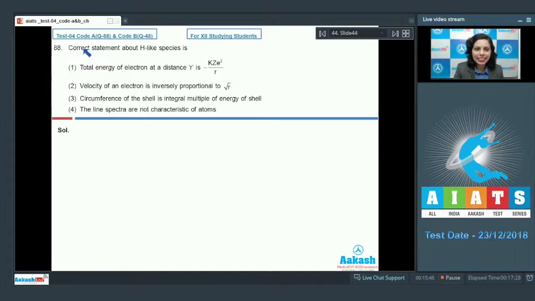Further, after that, we have the next question. Question number 88. Correct statement about hydrogen-like species is. We have the first statement, total energy of electron at a distance r is. The expression is given, but there is a mistake in this expression. This should be minus k Ze square by 2r. So this is the wrong statement. Further, velocity of an electron is inversely proportional to root r. Yes, this is the correct statement.